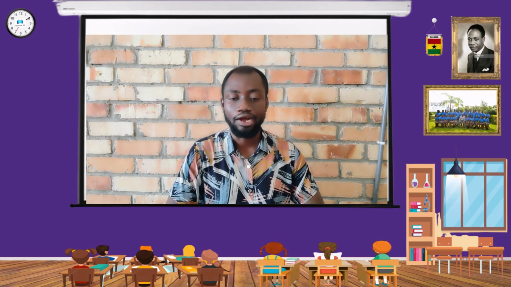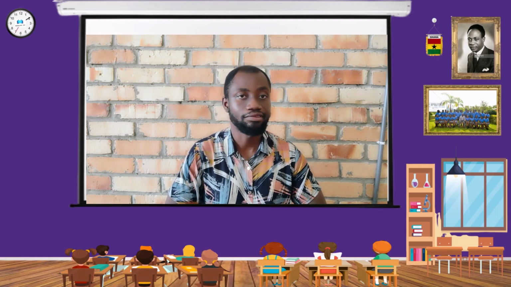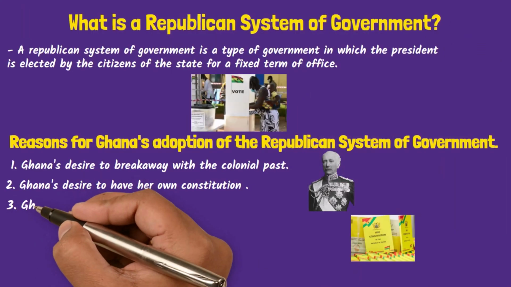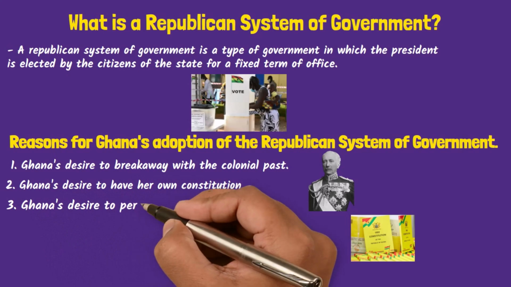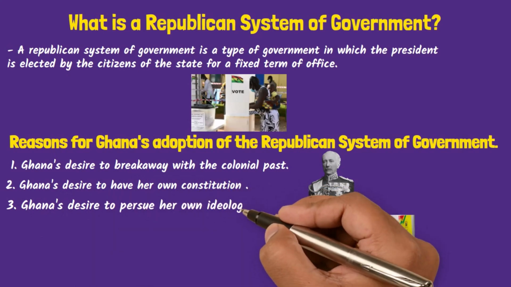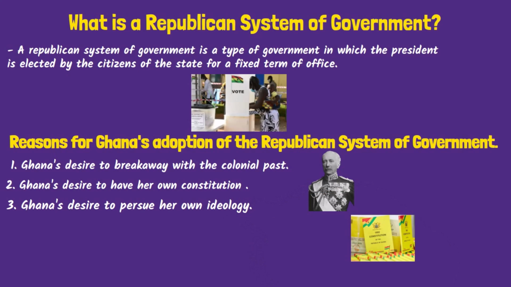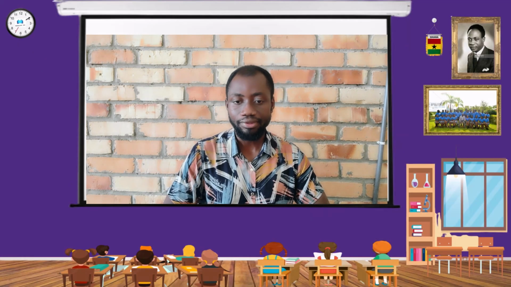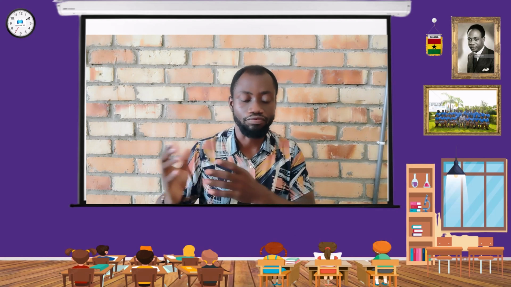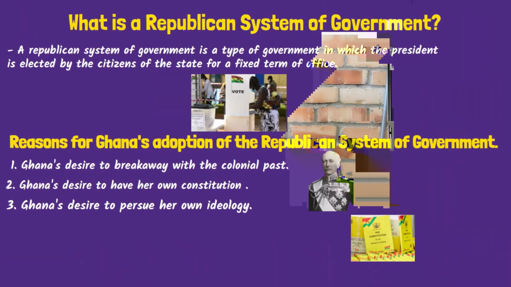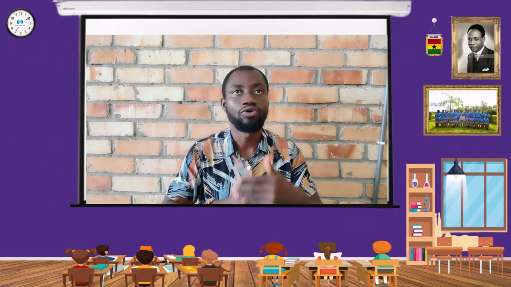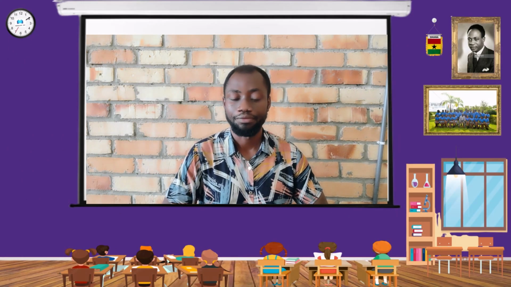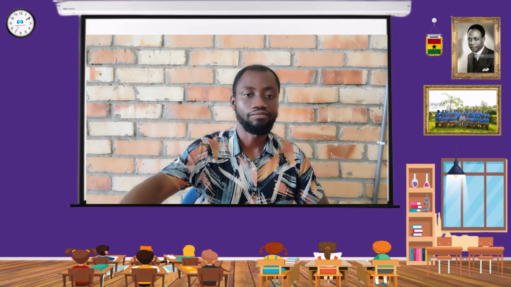Now, the third reason why Ghana adopted the Republican system of government was to pursue its own ideology. Ghana desired to pursue her own domestic ideologies, which culminated in the adoption of the Republican system of government or administration. The desire to pursue one's country's ideology was enhanced and promoted, and this would go a long way to help in the socio-economic development of the country.